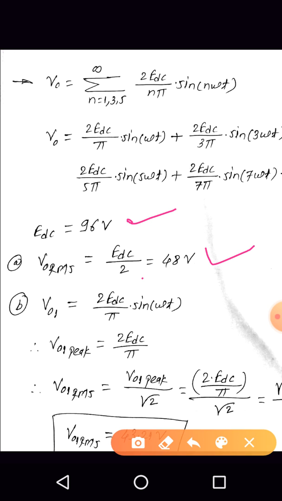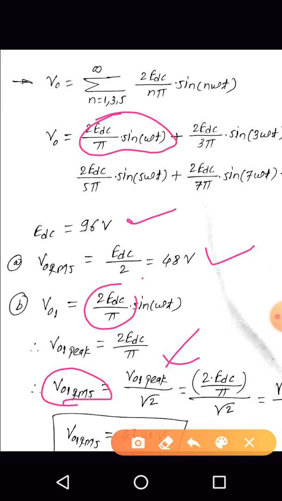Next, they have asked for the RMS value of the output voltage due to the fundamental component, that is V01 RMS. So what is V01 RMS? V01 RMS is nothing but V01 peak divided by root 2. But how to find V01 peak? That is the peak value of the output voltage due to the fundamental component. V01 means 2 EDC by pi into sine of omega t. So V01 peak is 2 EDC by pi.